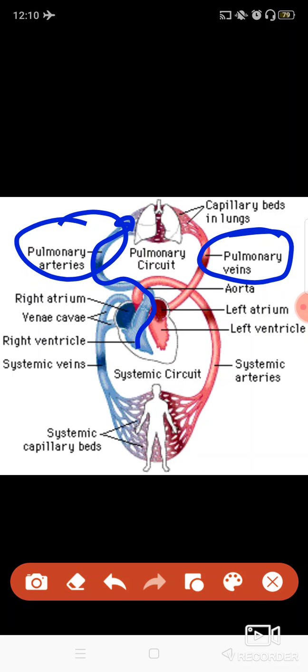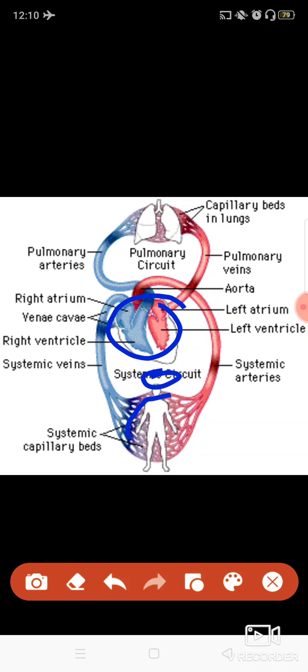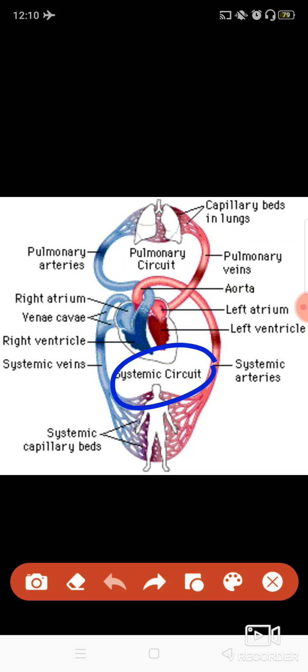Now see, another kind of circulation is this one, which is known as systemic circulation or the systemic circuit. It is the circulation between the heart and different systems or different parts of the body, the rest of the body. It could be brain, it could be your arms, it could be legs, it could be your digestive system, it could be your kidneys, everywhere. So when the blood is transferred from heart to different parts of the body, then it is known as systemic circulation.